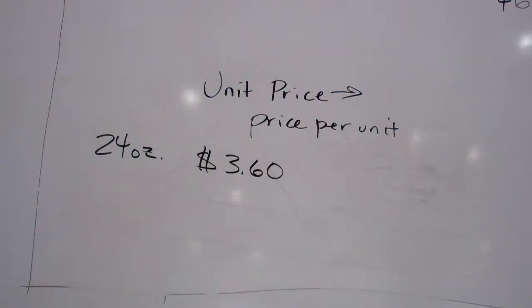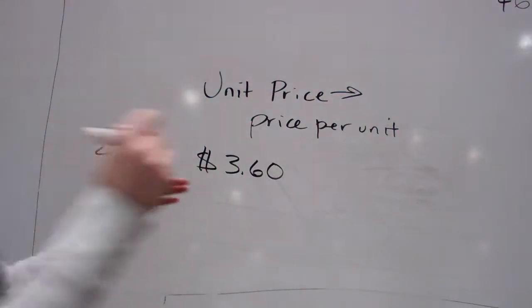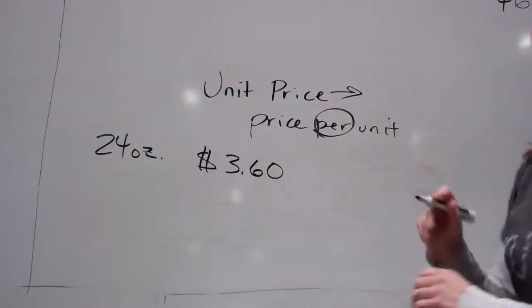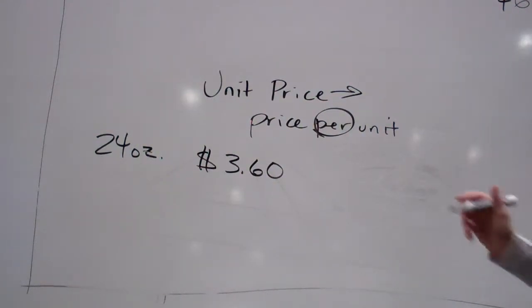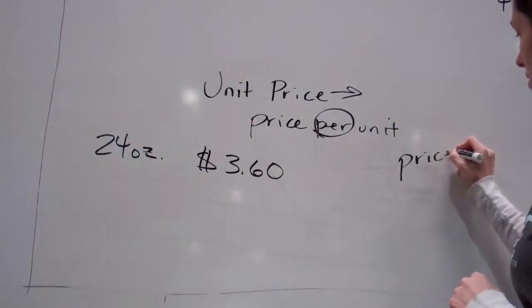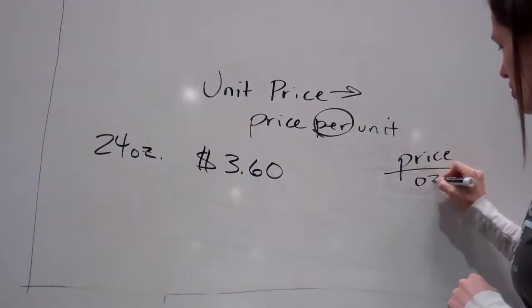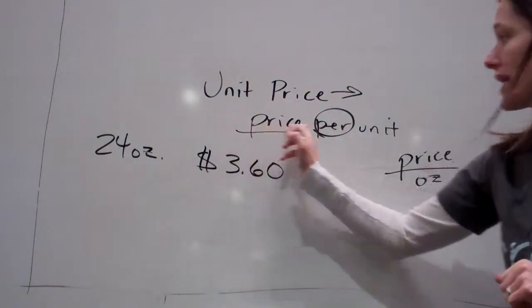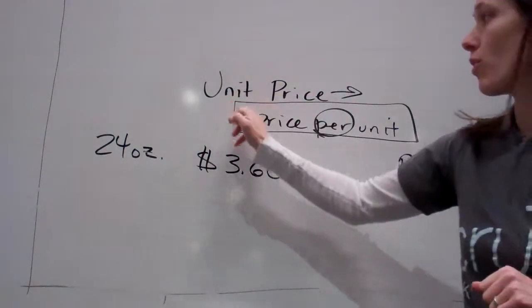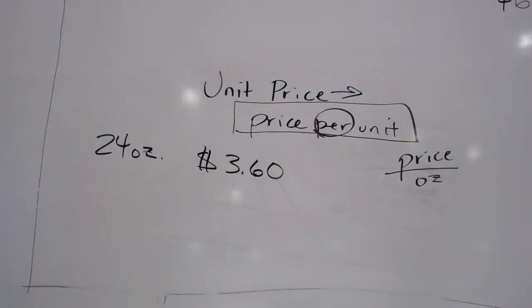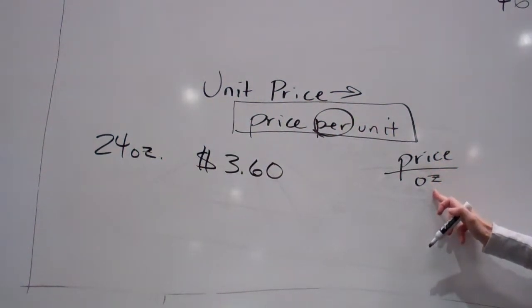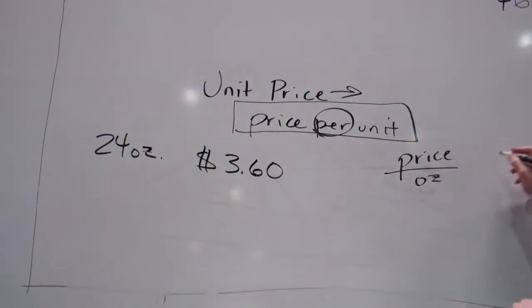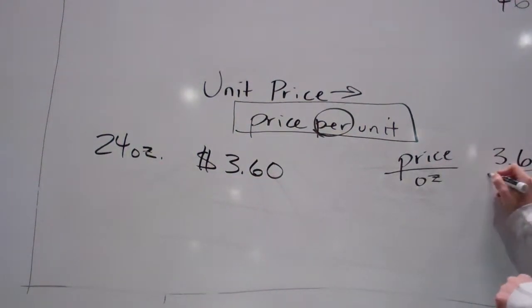Good try. Divide it. Okay, so write what I do. Does anybody remember what this per means? Price per ounce. That per is actually a division bar. So I want to know the price per ounce. Price per my unit. So I'm doing price per ounce. So I've got price per ounce.